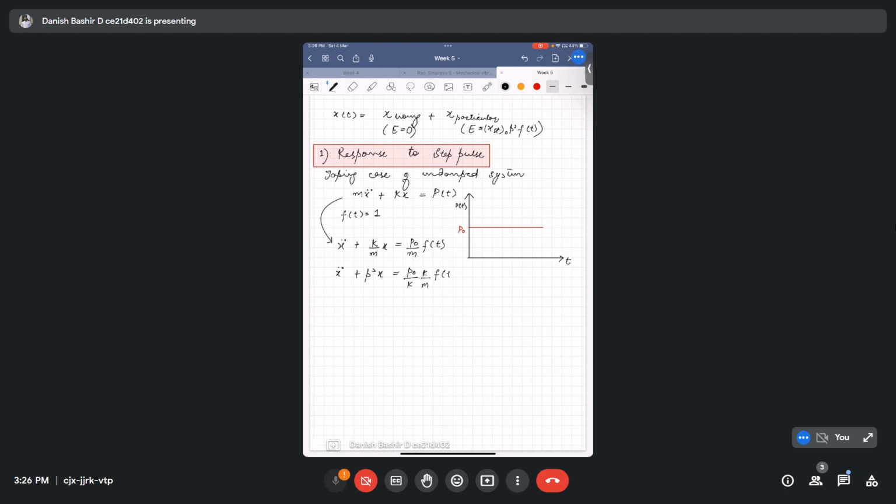Okay, it will be x double dot plus p square x is equal to p square times x static, maximum static deflection, times f of t, which is 1. Okay, this is our equation. So our equation will be like this: x double dot plus p square x is equal to p square times x static, maximum static deflection. Okay, it's this one.